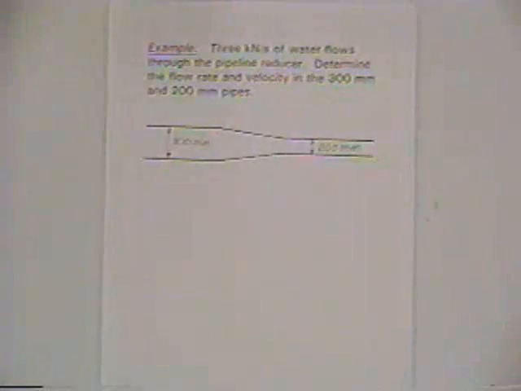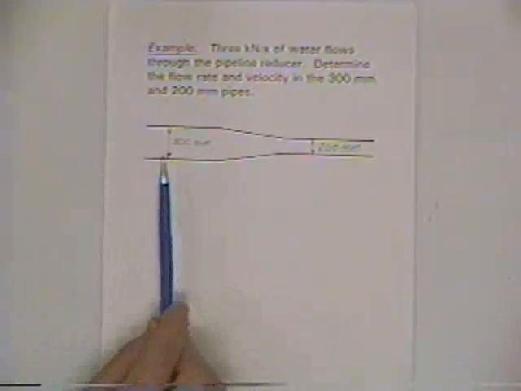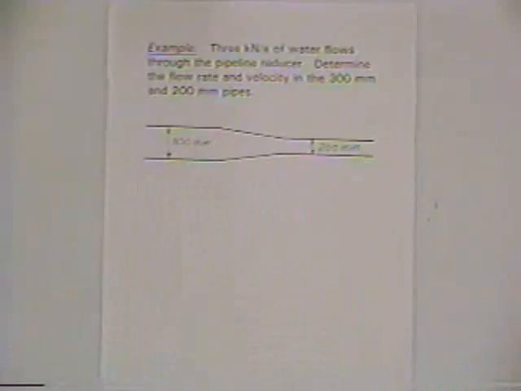Okay. And just another example to give us the opportunity to think through conservation of mass and terms and units and equations related there too. We've got 3 kilonewtons per second of water flowing through this pipeline reducer. We want to determine the flow rate and the velocity in this section that has a diameter of 300 millimeters, and also in this section that has a diameter of 200 millimeters.